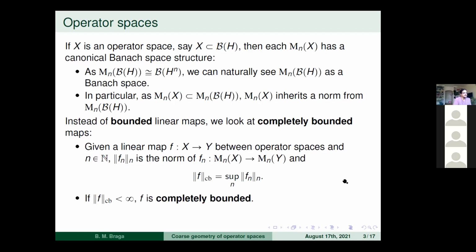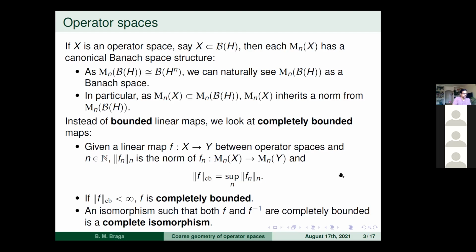If it happens that this is finite, then we call the map not only bounded, but actually completely bounded. And that's the notion we look at when dealing with operator spaces. So just as we define isomorphisms, we can also define complete isomorphisms, right? So what is this? This is just a linear bijection between the spaces such that both the map and the inverse are not only bounded, but they are actually completely bounded. And if you want to talk about a complete isomorphic embedding, well, the same thing, right? It's going to be a complete isomorphism with a subspace of the target space.